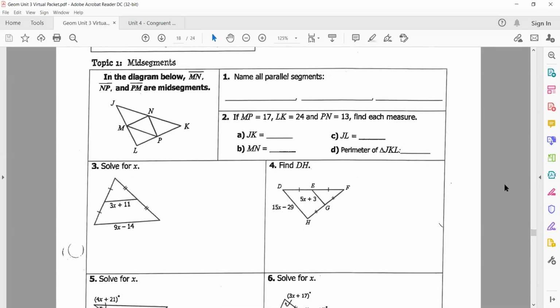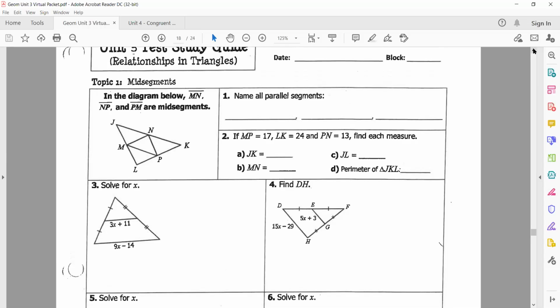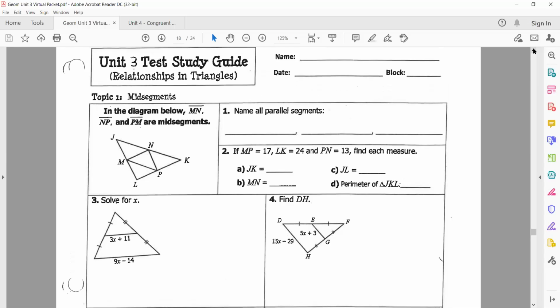I don't know if anybody's had a chance to get to this point yet in the packet with the Unit 3 study guide. It starts off with a section about mid segments. Do you know what formula to use for mid segments? If you don't, you probably need to go look that up again.